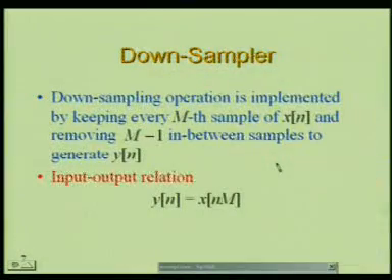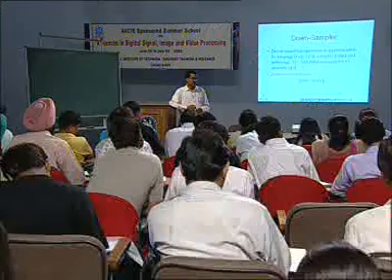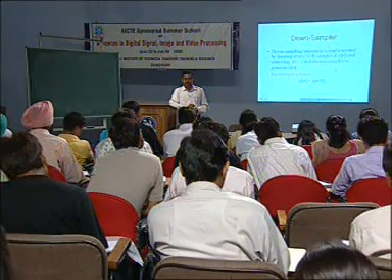The downsampling operation is implemented by keeping every Mth sample of x[n] and removing the M minus 1 in-between samples to generate y[n]. The simplest method could be to suppress or delete or remove M minus 1 samples in between two consecutive samples, because we are interested here to decrease the sampling rate by a factor of capital M.